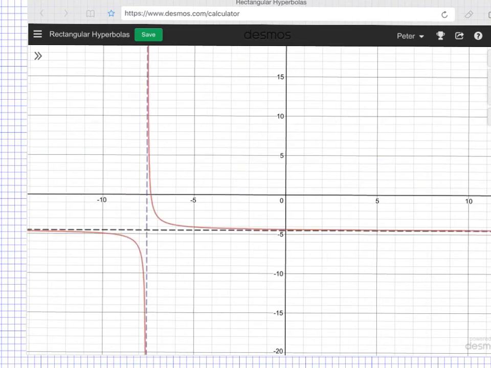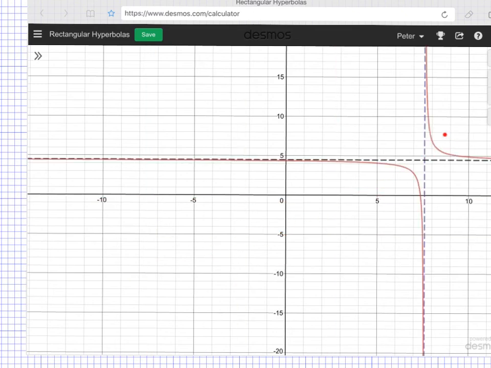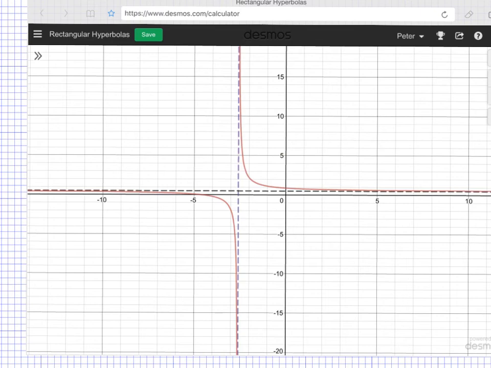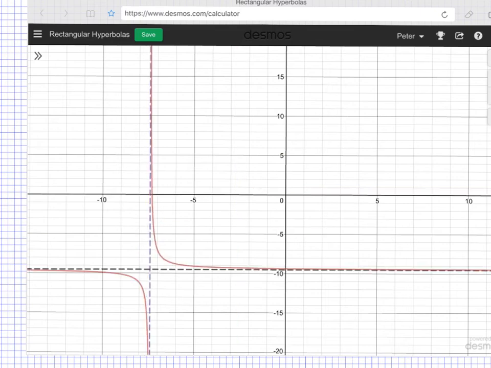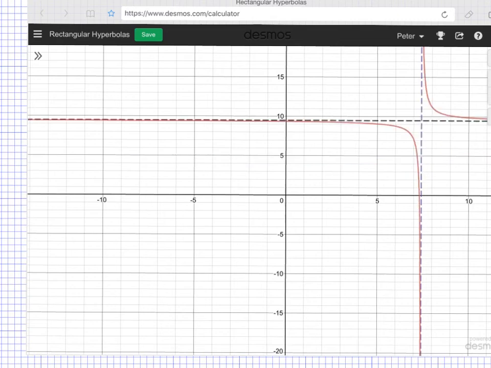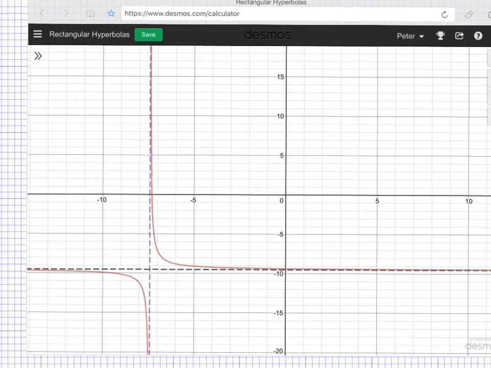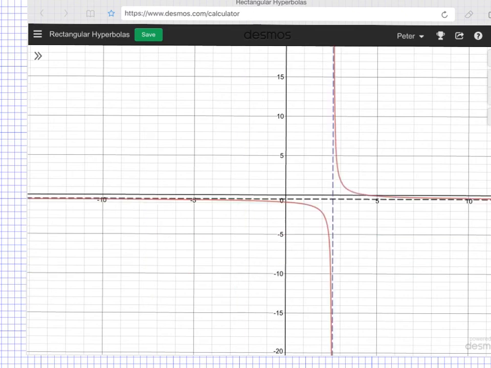So this middle point here keeps moving as the function moves up and down. All right. So the understanding you need to take away from that is that the h value, or horizontal translation, moves the vertical asymptote, and the k value, or vertical translation, moves the horizontal asymptote.